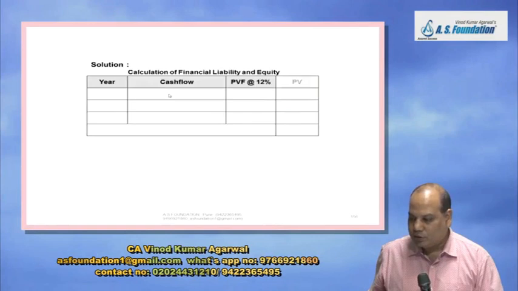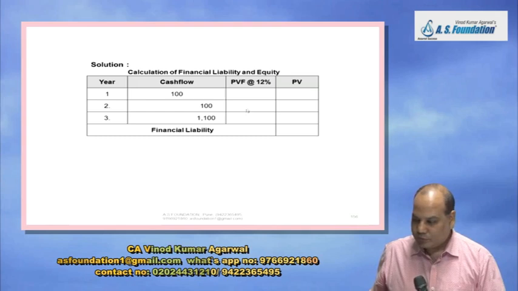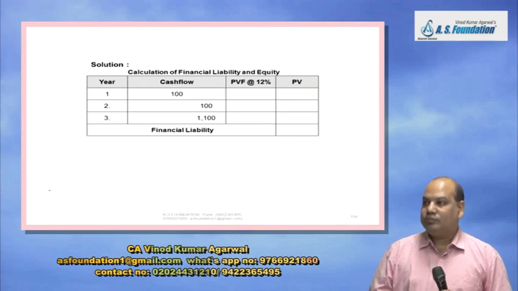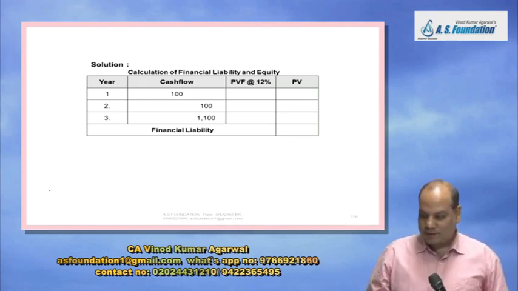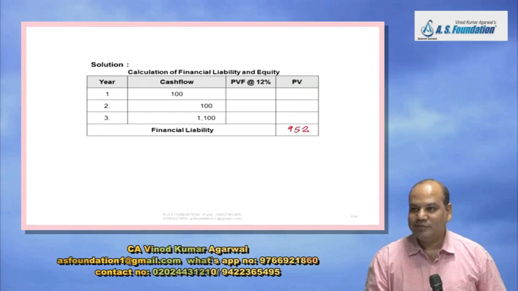So first we will find out the value of liability. Year 1, $100. Why 100? 10% into 1000. Year 2, same 100. Year 3, 100 plus redemption 1000. Then use a discount rate of 12% and tell me the present value. Come on, you're not answering. Is it 952? Check, then answer.